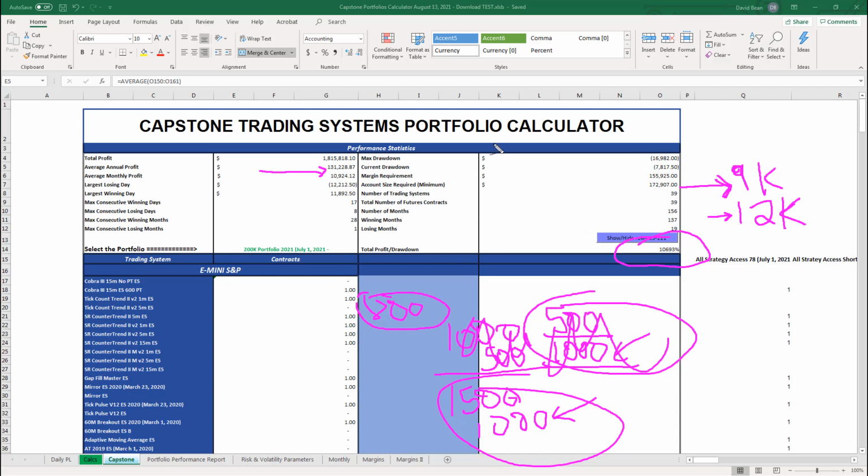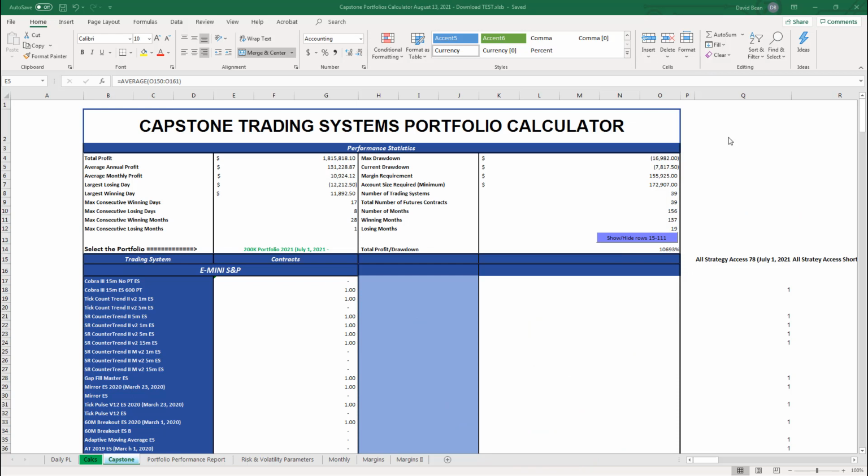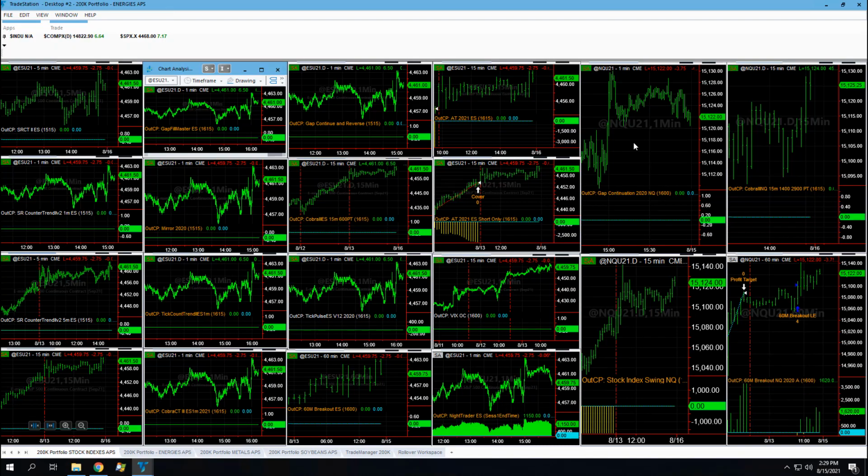Again, we're removing stock index swing and 60-minute breakout NQ, and we're adding SR countertrend 2. I am going to be emailing those setups to you, the updated 200K portfolio workspace. So here is what the 200K portfolio workspace currently looks like.